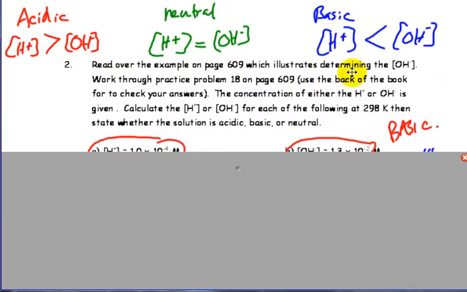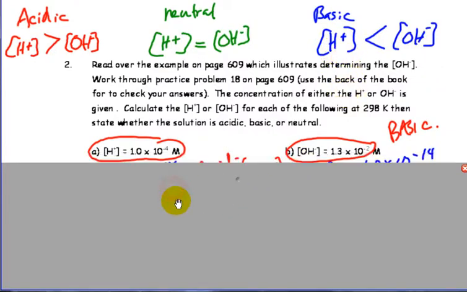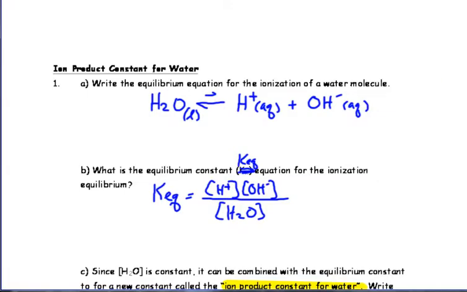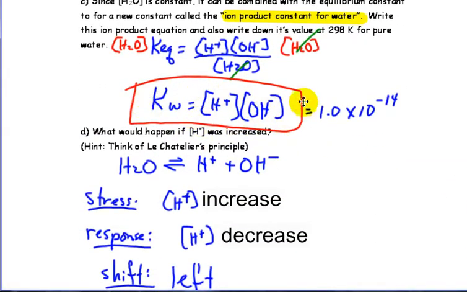Okay, if we look at some examples here. First of all, if you look at the top here, solutions that are neutral, of course, have an equal amount of H pluses and OH minuses. Acidic has more H's than OH's, and basic has more OH's than H pluses. So in each of these, calculate the hydrogen ion or the hydroxide ion concentration. Basically we are using the ion product constant, this equation right here: H multiplied by OH yields 1.0 times 10 to the minus 14.